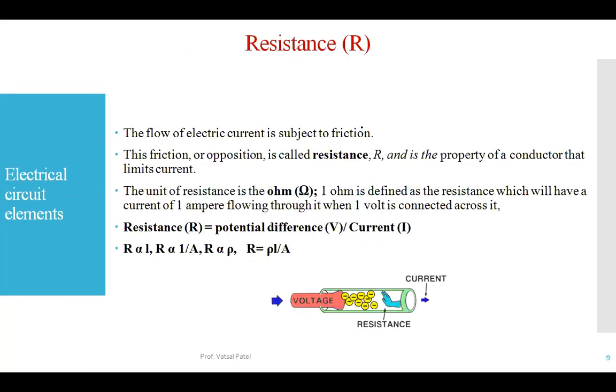Then we discussed the resistance definition, and how the resistance depends upon the construction parameters, the specification parameters like the resistivity, the length of the conductor or material, and the cross sectional area of that material. Based on that we also discussed the definition of resistance.